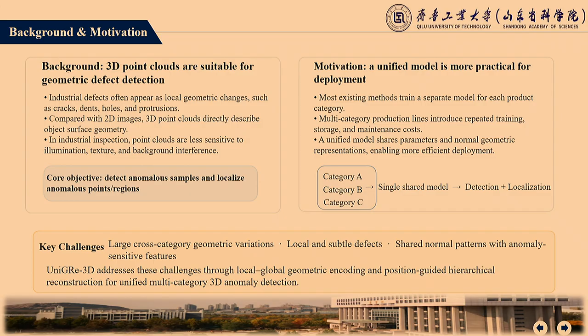anomalies. To address these challenges, this paper proposes UniGRe-3D, which improves unified multi-category 3D anomaly detection through local-global geometric encoding and position-guided hierarchical reconstruction.